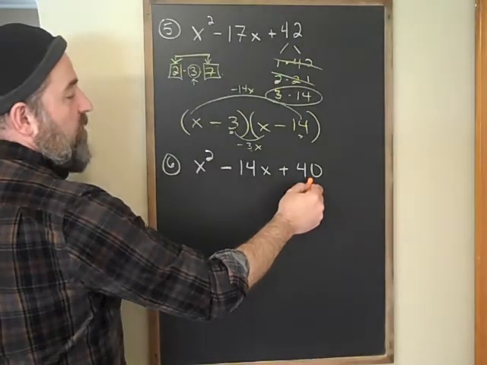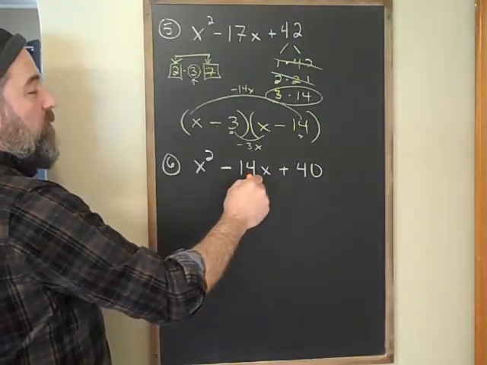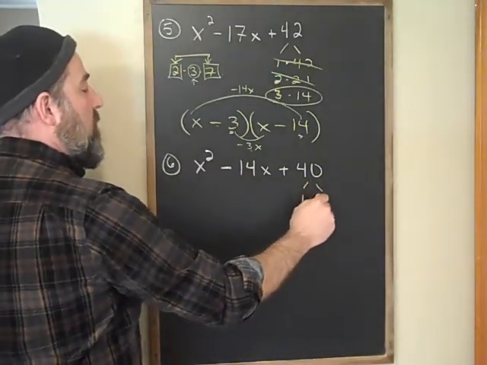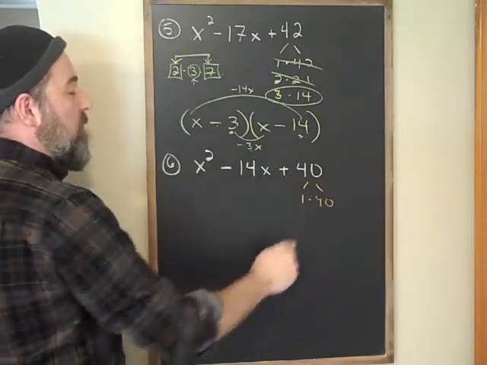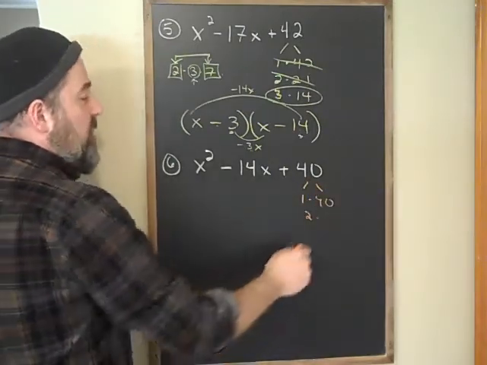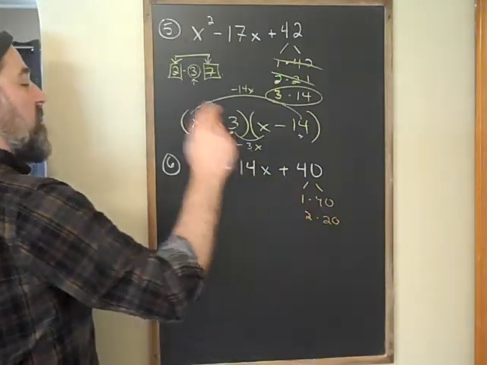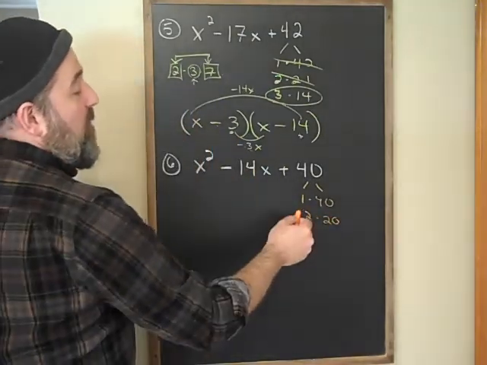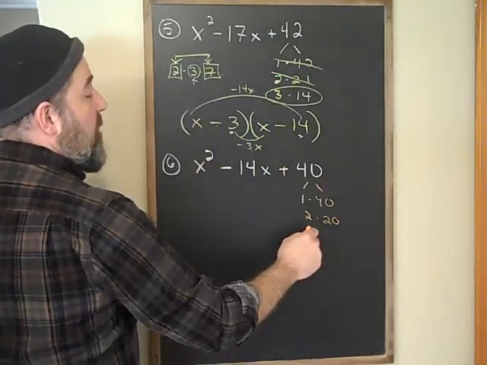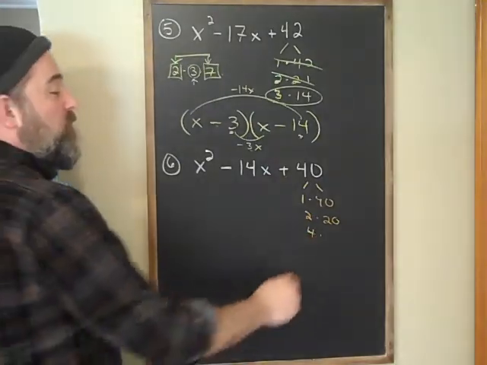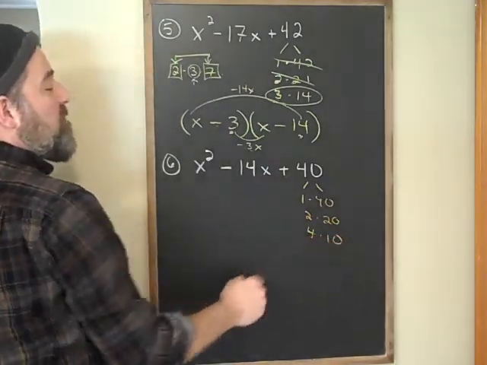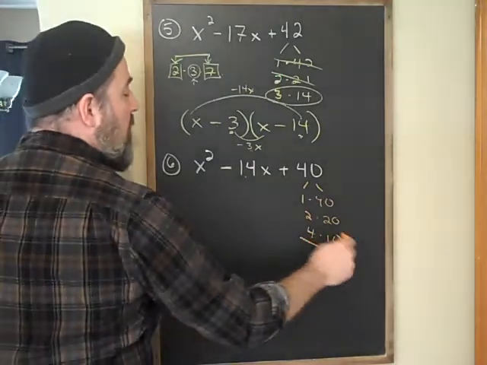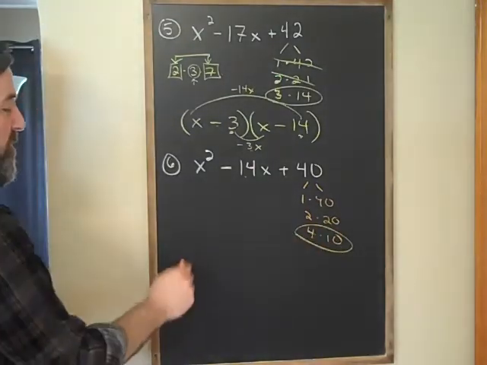We're looking for factors of 40 that add to be 14. So 1 times 40, too big, that's 41. 40 is divisible by 2, 2 times 20, that makes 22, still too big. 40 isn't divisible by 3. 40 is, however, divisible by 4. 4 times 10, and hey, what do those add to be? 14. Those are the two factors we're going to be using.